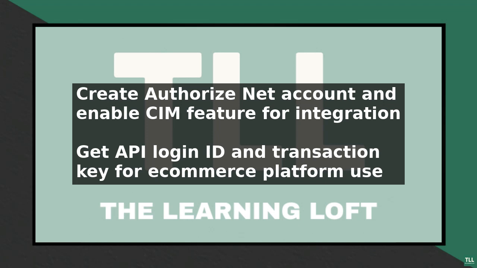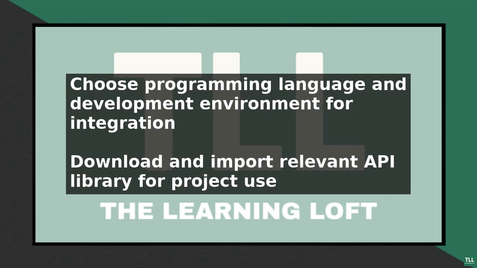Next, you need to choose a programming language and development environment to use for the integration. Authorize.Net provides APIs for various languages including Java, PHP, and Python. Download the relevant API library and import it into your project.